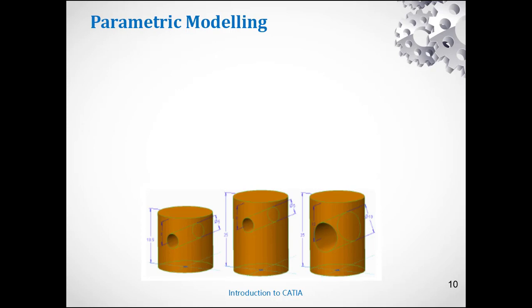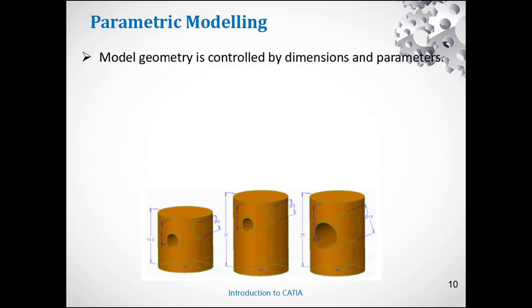Parametric modeling says that whatever the shape or size of your model you want to control or maintain, you have to do it with the parameters. When you want further modifications, you don't need to shift the feature. What you have to do is change the parameter. So as I told you, model geometry is actually controlled by dimensions and parameters.